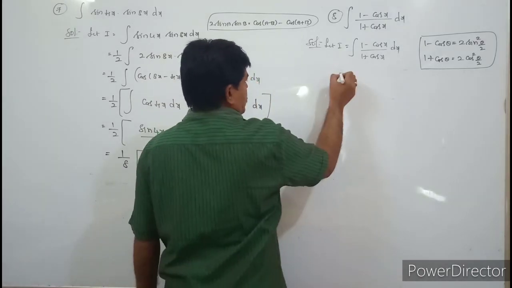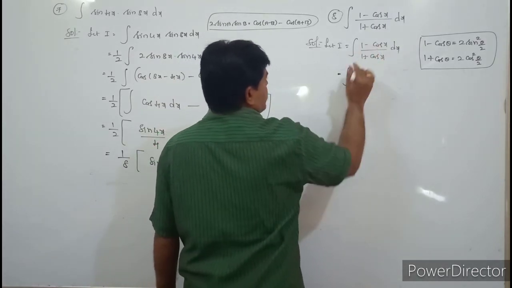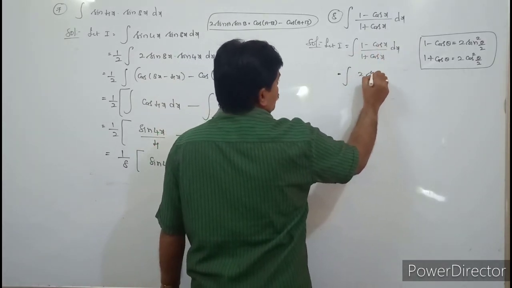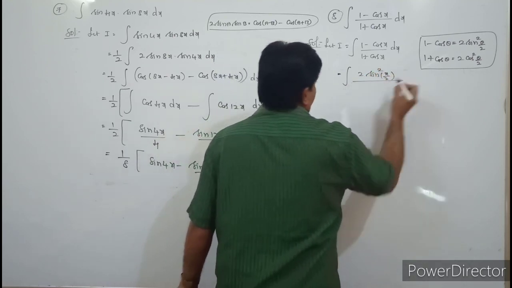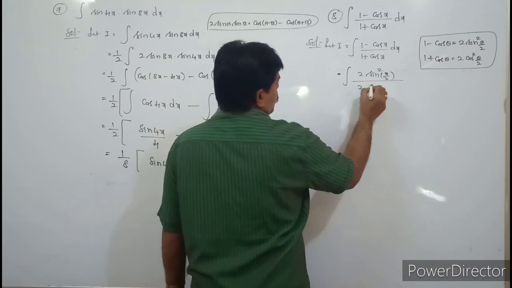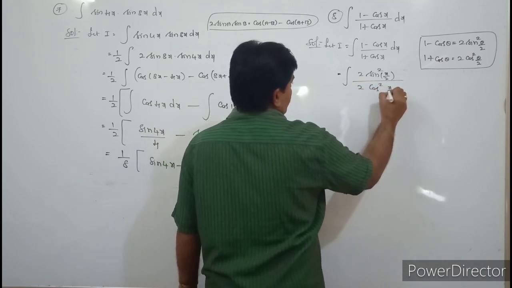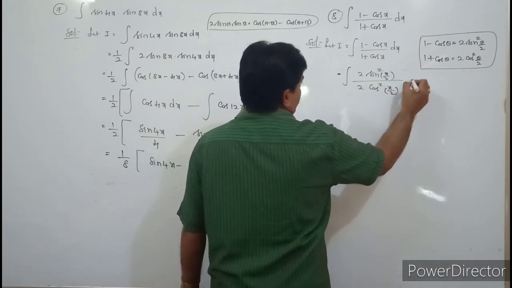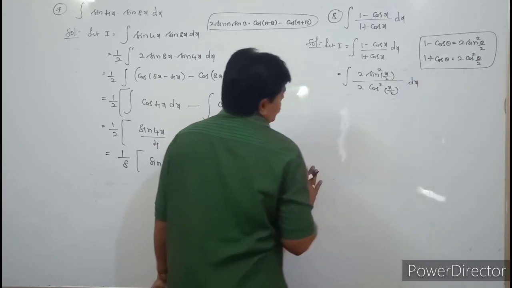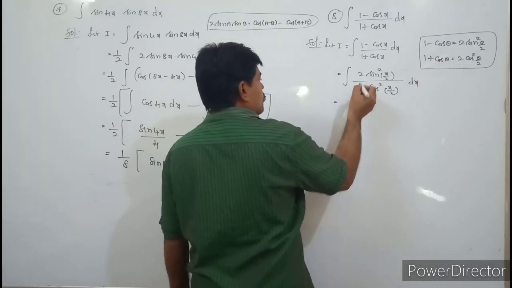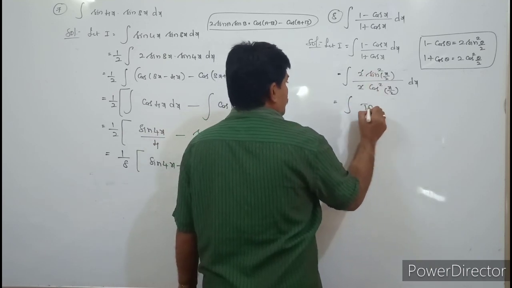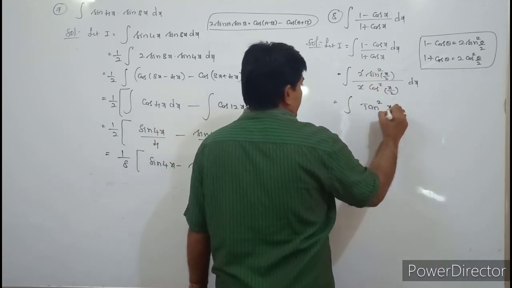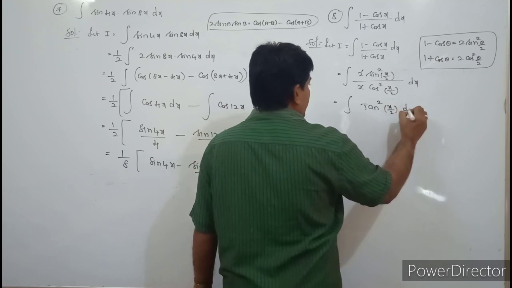So 1 minus cos theta, that is equal to the integral of 1 minus cos x, it will become 2 sin square x by 2 by 2 cos square x by 2 into dx. So here the 2 will be cancelled. It will become the integral of sin square by cos square. It will become tan square x by 2 into dx.